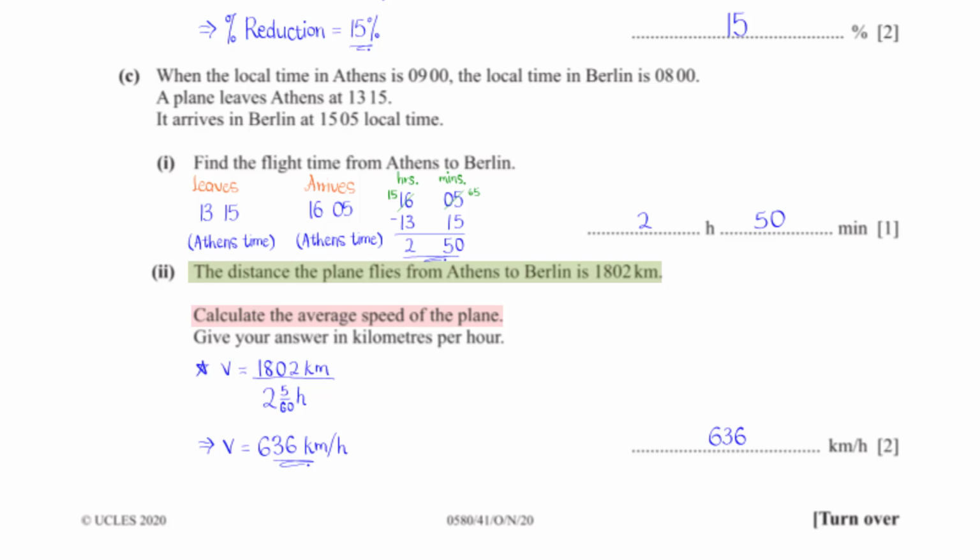Calculate the average speed of the plane. Give your answer in kilometers per hour. Speed is equal to distance traveled divided by the time taken. We have the distance traveled as 1802 kilometers, and for the time duration we have 25 over 60 hours. This gives us 636 kilometers per hour.